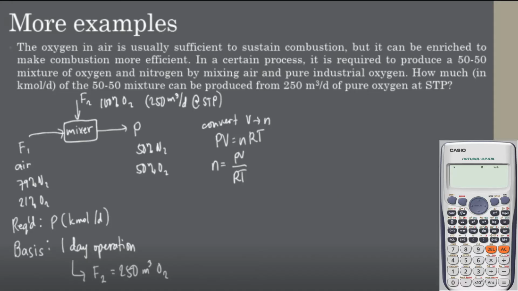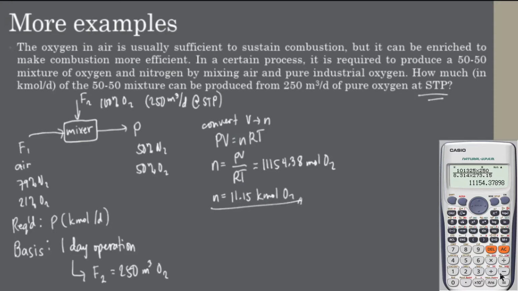Remember that we are using STP conditions, that is 0 degrees Celsius and 1 atmosphere of pressure. Let's substitute to solve for the number of moles of oxygen. Pressure, that's 101,325 pascals, multiplied by volume, 250 cubic meters, divided by the universal gas constant R in standard SI units, that's 8.314 Pascal cubic meters per mole per Kelvin. And we multiply that by the absolute temperature, 0 degrees Celsius, that's 273.15 Kelvin. The number of moles of oxygen is 11,154.38 moles O2. Or in kilomoles, this becomes 11.15.